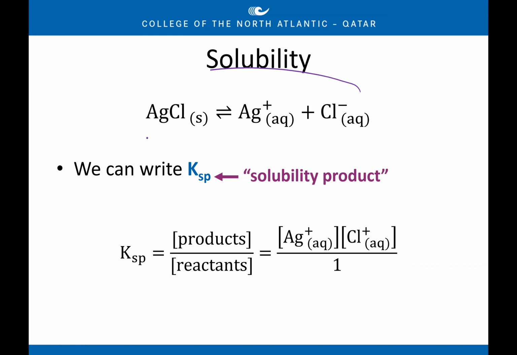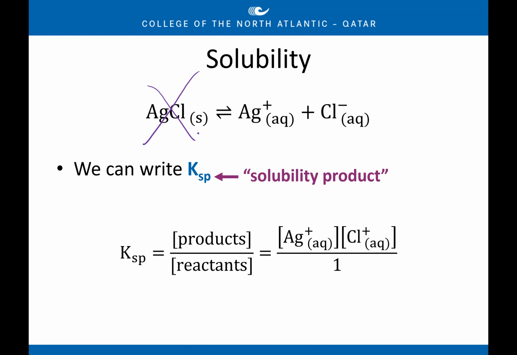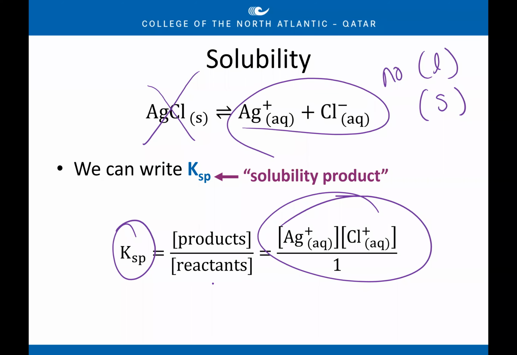And one thing you'll notice if you look at this equation, which I hope you're all looking at, I'm circling it, we do not put solids in our K expressions. Remember that from chapter 3? No liquids, no solids. So the K expression for this equation becomes the concentration of silver ion times the concentration of chloride ion. There's a little typo here. That should, of course, be negative, not positive. Not a big deal. The charges are literally irrelevant.